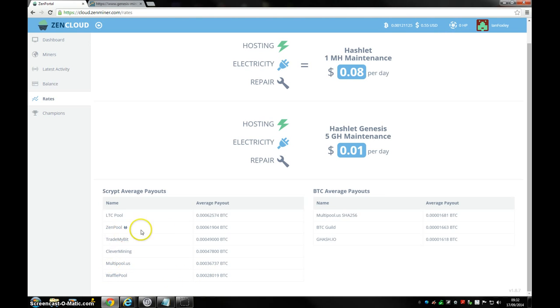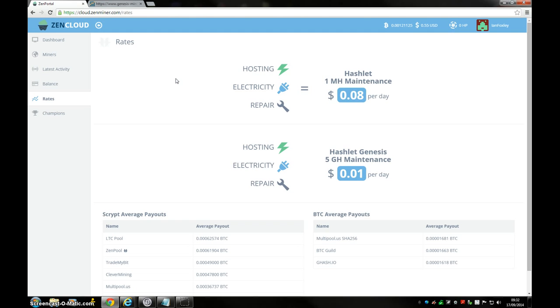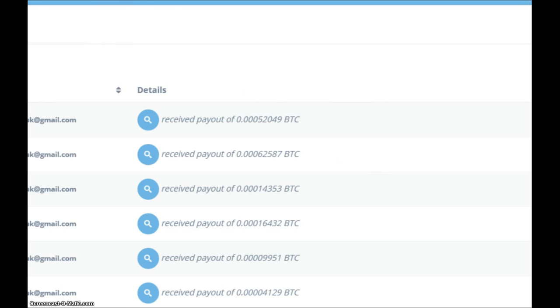Yeah, and it's not one of the cheapest Hashlets either. But there you go. I'm sure another day Waffle pool will be second or third place. So anyway, enough of all this. Let's go and have a look at what our payments were today.